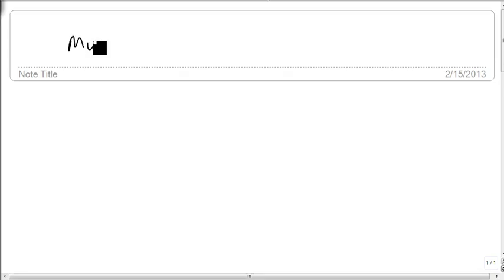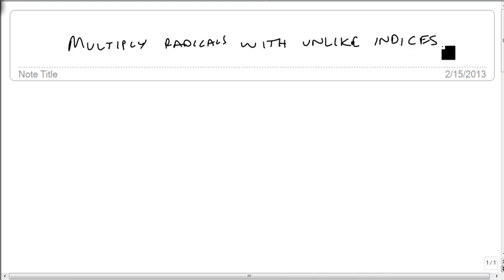We are now going to multiply radicals with unlike indexes or indices. And so what we're looking at is a problem like the cube root of 4 times the fourth root of 2. And there's two things to keep in mind here.